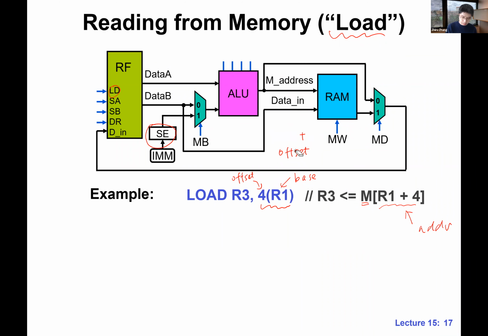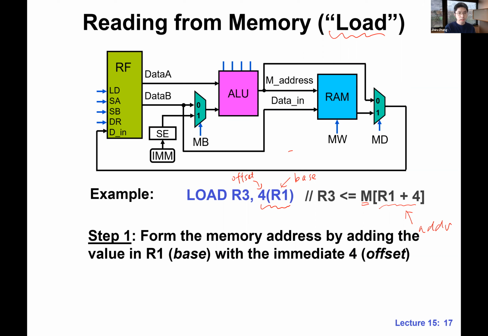First, we already talked about base and offset; we need to calculate the address. But how exactly do we calculate this address? We have base and offset, and we can actually just use the ALU. The ALU can do add. So that's where we use the ALU to compute the address. Basically, first we want to form the address by adding up the base and offset. That's the first step.